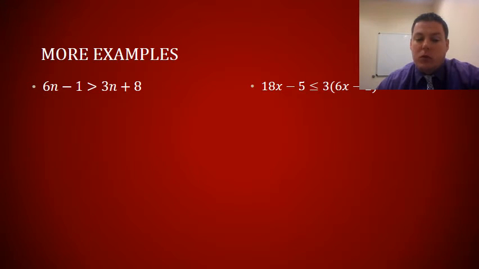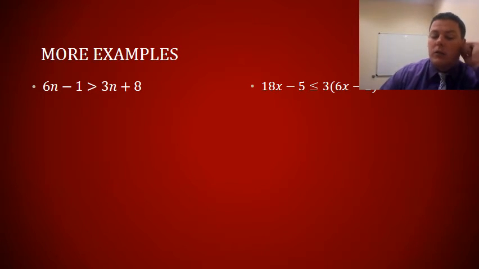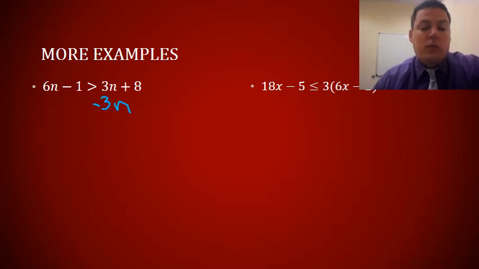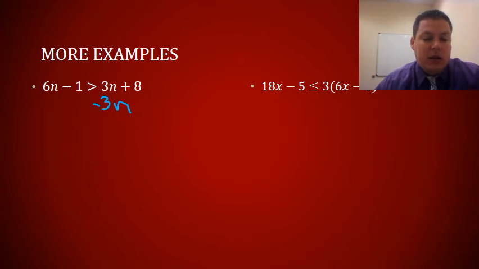Let's look at two more examples here where we have variables on each side. These are going to be multi-step equations. In the first one, we have 6n minus 1 greater than 3n plus 8. I'm going to move the variables to the left in this case, so I'm going to subtract this n term from both sides. Remember, a term is any grouping of numbers that are being multiplied together. So 3n is a term. In order to move a term, you add or subtract it. So I'm going to subtract 3n from both sides, so I get rid of the n on this side. 6n minus 3n gives me 3n.